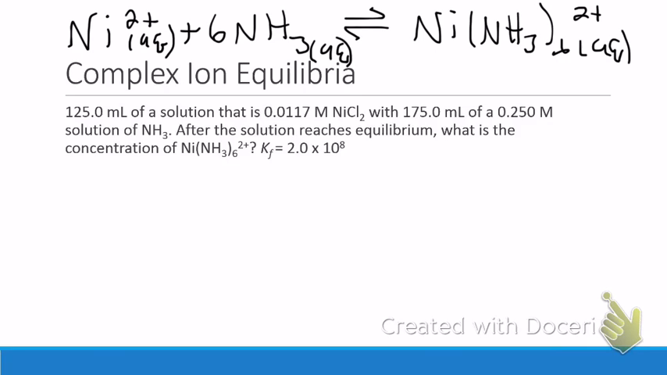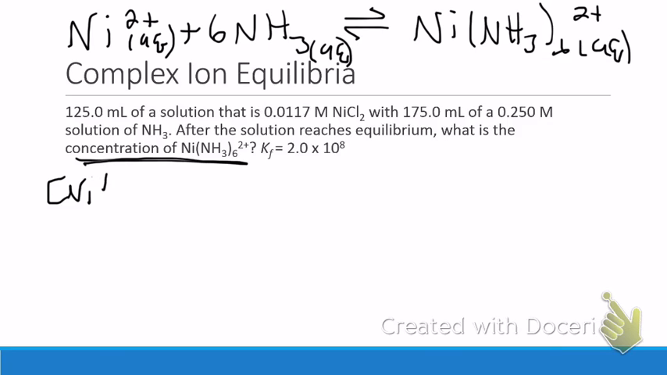The first step we want to find out is the concentration of our nickel complex. Before we can do that, though, we need to find out what the concentrations of each species in the solution are, because we're given the concentrations of the solutions pre-mixed. So we're going to need to use a dilution equation in order to do this.